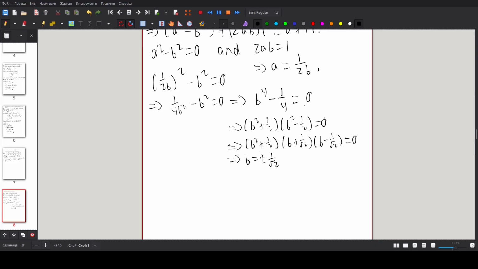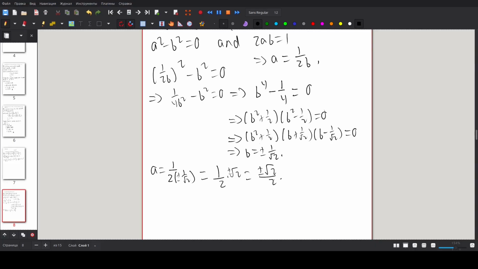And we know that a is going to be 1 over 2b. So a is going to equal 1 over 2 times plus or minus 1 over square root of 2, which is going to be 1/2 times the square root of 2, plus or minus, which is going to equal plus or minus square root of 2 over 2. Okay. And really, a and b, the signs are going to match.